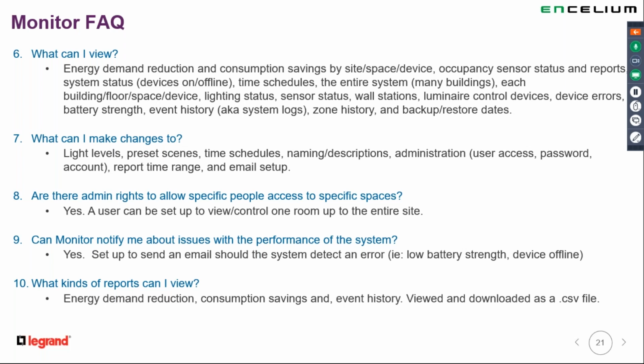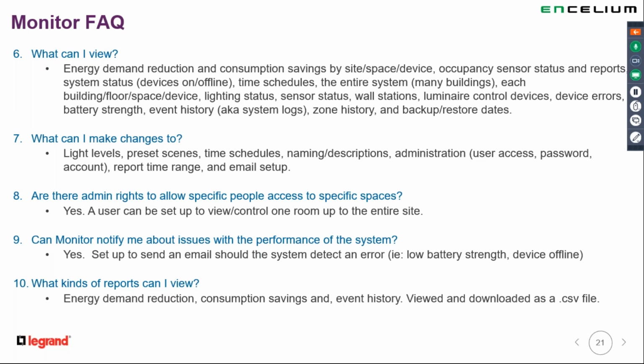Each building, floor, space, and device, the lighting status, on, off, or percentage, the sensor status, the wall stations showing up, luminaire control devices. If there's an error on a device, you can see your battery strength and event history, i.e. what we also call the system logs or the zone history, and you can back up and restore the system and when that actually happened, the dates.